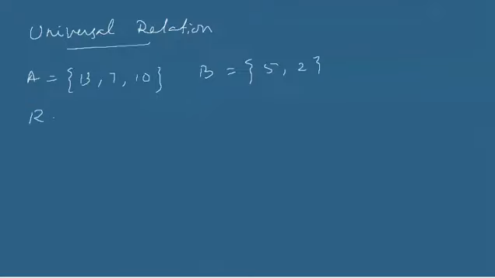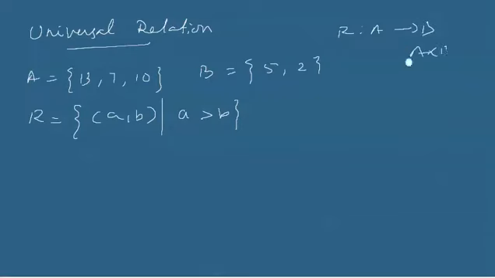Now I'm going to define a relation R equal to the ordered pairs (a, b) such that a must be greater than b. Look here: A and B are two non-empty sets, where A is equal to {13, 7, 10} and B is equal to {5, 2}. We have defined a relation R equal to the ordered pairs (a, b) such that a is greater than b, or the first element must be greater than the second element. Before that, for whatever the question, first of all, we have to write A cross B. If the relation R is from A to B, we should write A cross B, the cross product or Cartesian product. Let us write A cross B first.